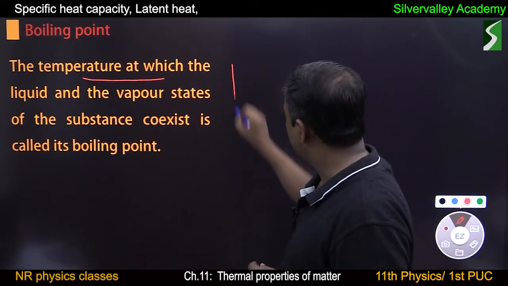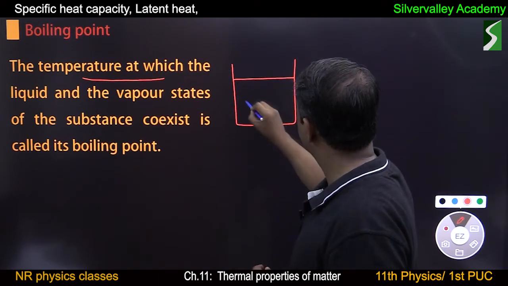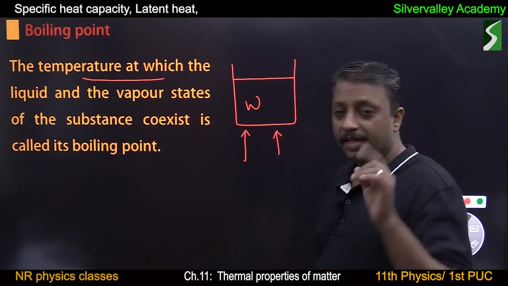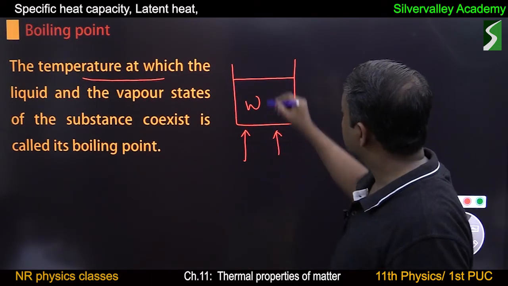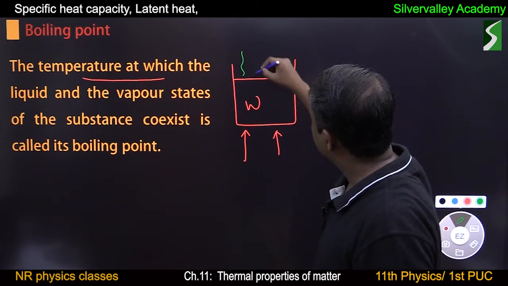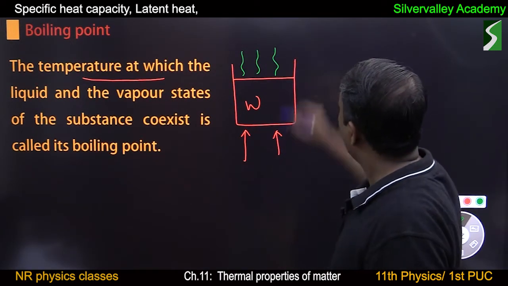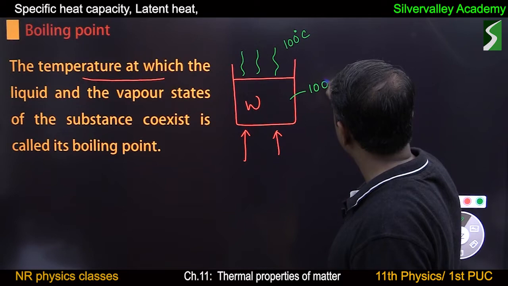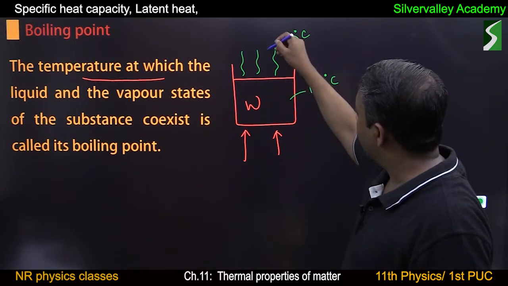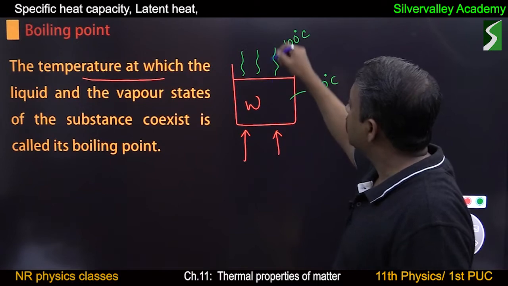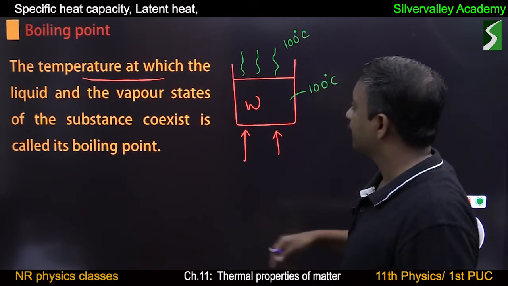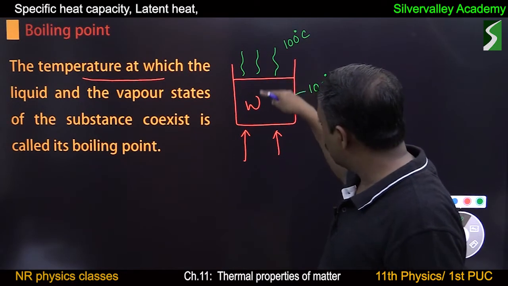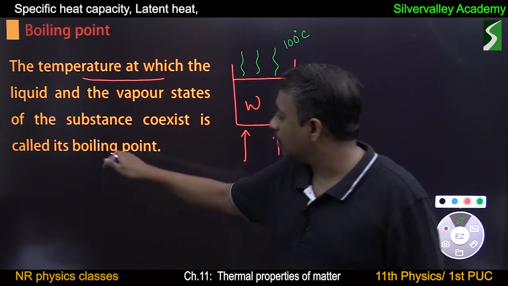Now, container, water, let us heat water. At 1 atmospheric pressure, water starts boiling and this is the vapor. And temperature of vapor is 100 degrees Celsius. Temperature of water is also 100 degrees Celsius. This water and vapor are in thermal equilibrium because their temperatures are same and they coexist. So it is that temperature where these two coexist at thermal equilibrium is called boiling point.